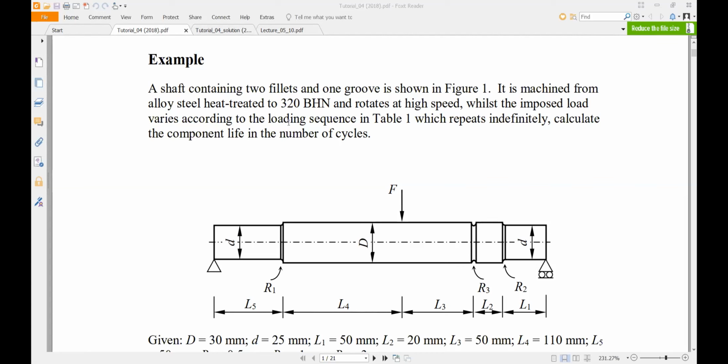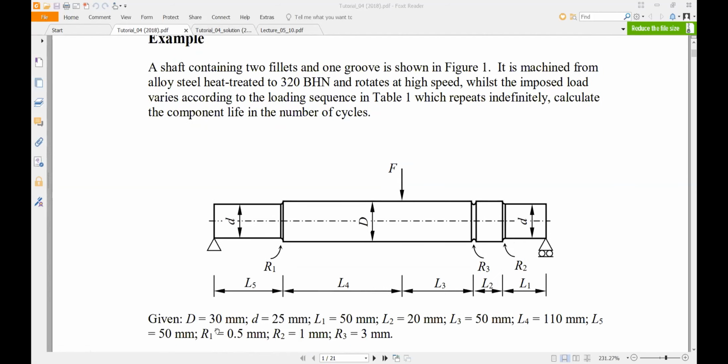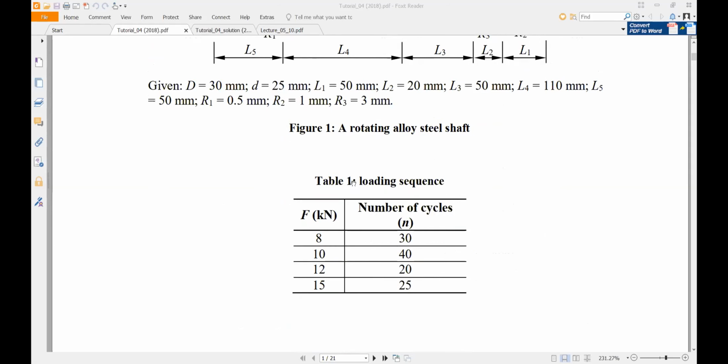So in this question, you can see, I'm not going to read the whole question. There are two pillars and one row. You can see the pillar dimensions are different: 0.5 millimeter, 1 millimeter, and a BHN value is provided, so you can find the Su value. The important thing: it rotates at high speed while the imposed load varies according to the loading sequence in table 1, which repeats independently. Calculate the component life in number of cycles, with this load.